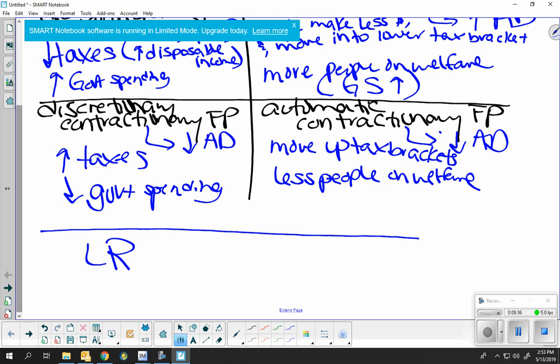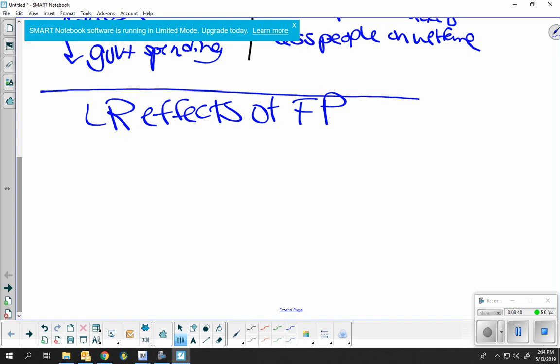The long run effects of fiscal policy are all about the idea of crowding in and crowding out. It doesn't matter whether it's automatic or discretionary. It matters whether it is expansionary or contractionary. So, the long-run effects of expansionary fiscal policy. In the short run, everything's good. Expansionary fiscal policy fixes the economy in the short run. It does raise aggregate demand and closes the gap. But in the long run, there's deficits.